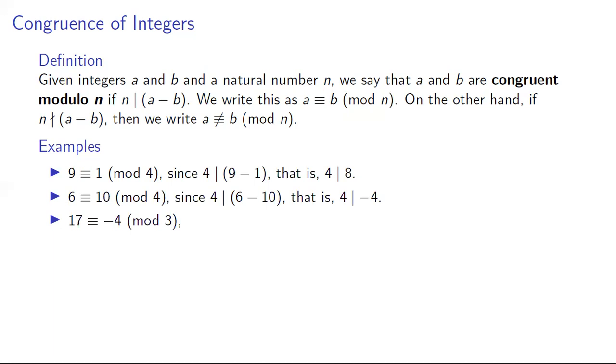17 is congruent to negative 4 mod 3, right? So a and b are allowed to be negative. They have to be integers. n has to be a natural number, so it has to be positive. But a and b could be negative potentially. So 17 is congruent to negative 4 mod 3, since 3 divides 17 minus negative 4, that is, 3 divides 21. All right, 17 minus negative 4 is 21.